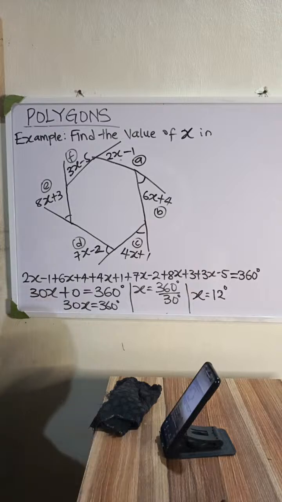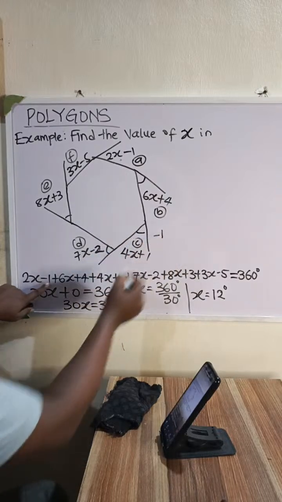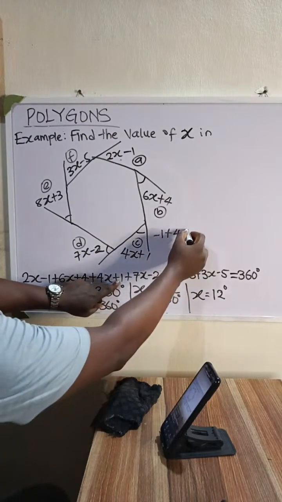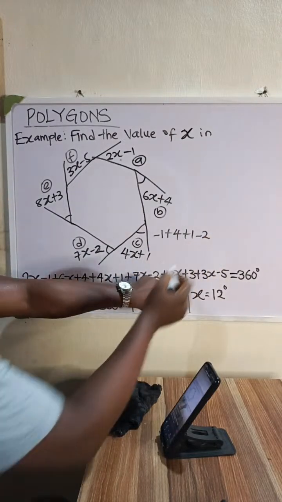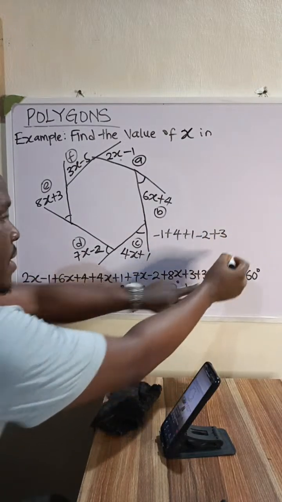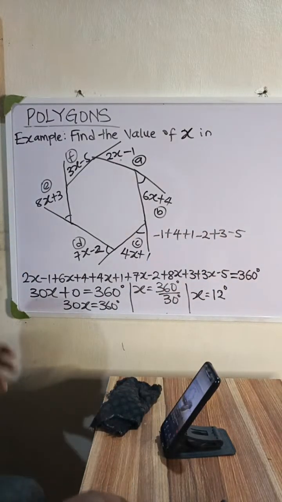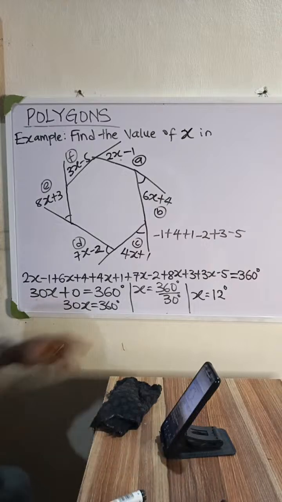Okay, the 0. Let's look at it. Minus 1, plus 4, plus 1, minus 2 plus 3 minus 5. So we picked out all the numbers that don't have x, and then we brought them together.